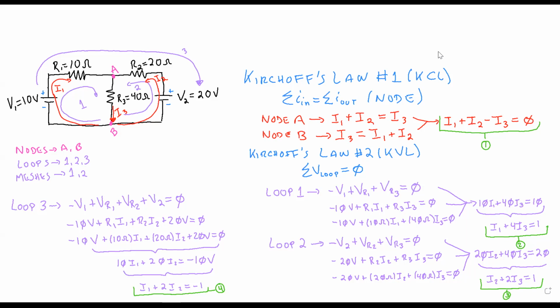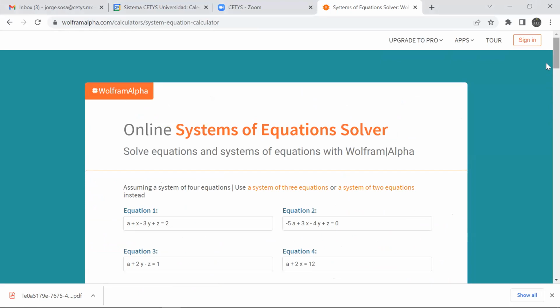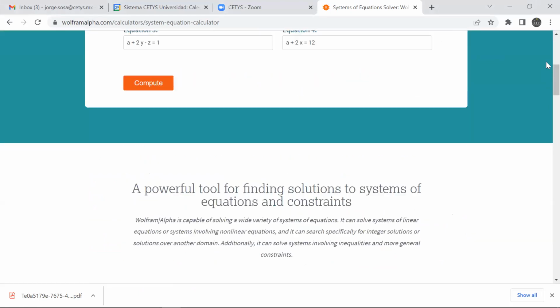Google, help me out. System of equations solver. There's a bunch of them there. I'm not sharing this on the screen. I don't know, I'm going to grab the first one. Oh, this is the one I've usually used. I think it's the one I've used.